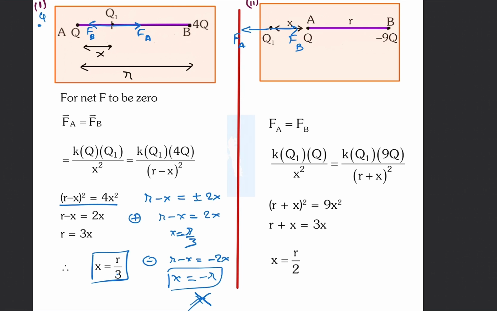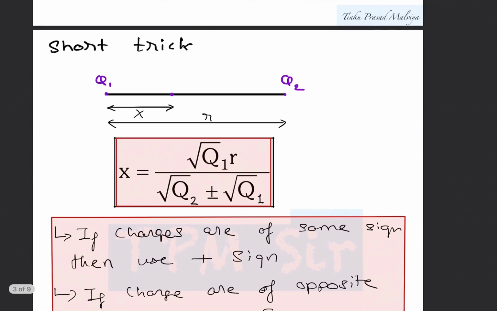you have learned. Now this question can be solved by using just one formula, and this is here. Suppose a charge q1 is placed at this point and charge q2 is placed at this point at a distance r from each other. And now where should the charge, suppose small q, be placed such that it remains in equilibrium? So we have a very beautiful and very simple formula, that is this. x is equal to root q1 into r upon root q2 plus minus root q1. Here you must remember that in the numerator you will get that charge from where you are finding distance.